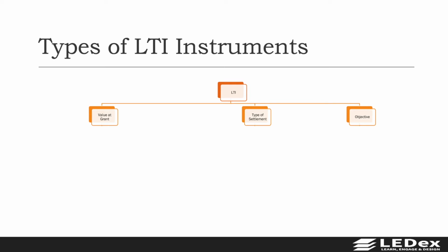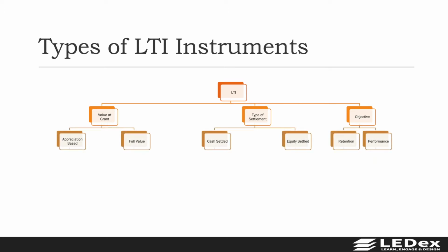In this particular slide, I am looking at LTI instrument classification in three different manners. One, based on the value that the instrument provides. Second, the type of settlement that is done on the long-term incentive award. And the third, the primary objective that the long-term incentive drives.